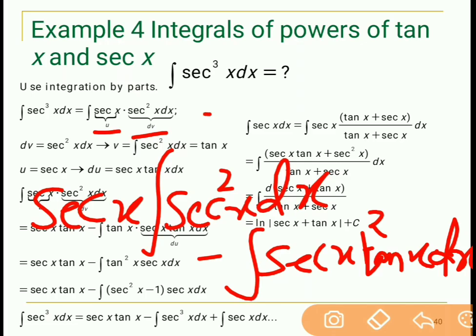So this is the second step after this conversion, that is first function into integration of second function minus integration of derivative of the first function, that is sec x into dx, into integration of the second function, that is sec square x, which can be written as tan x. So the derivative of the first function is sec x into tan x and the integration of the second function is tan x. So you will get sec x into tan square x into dx.